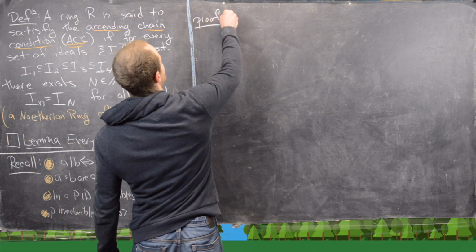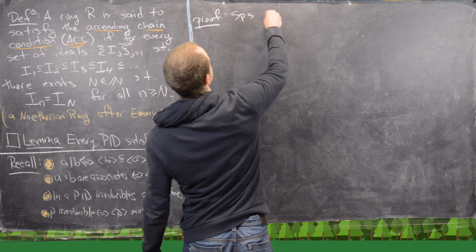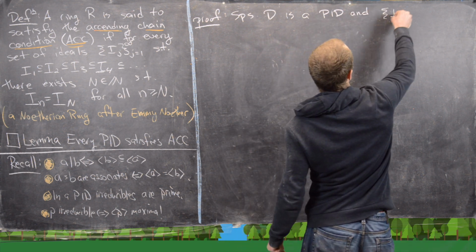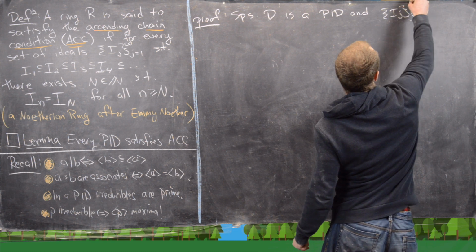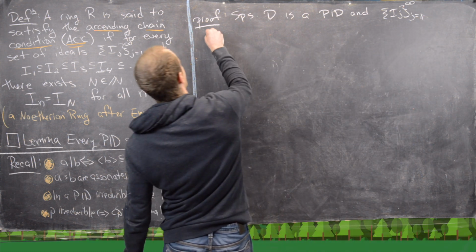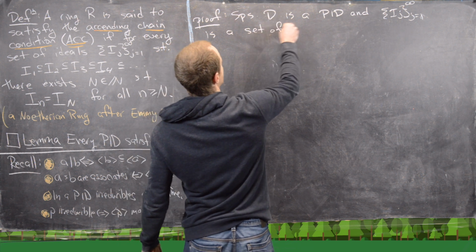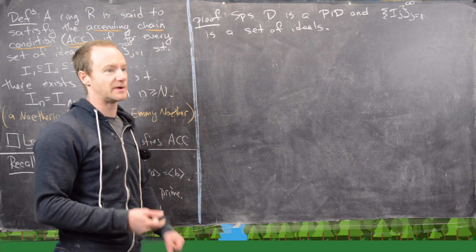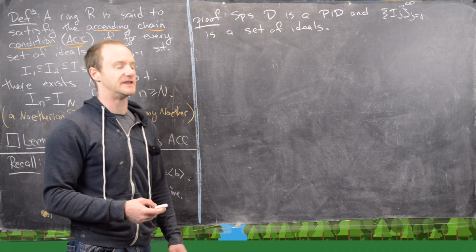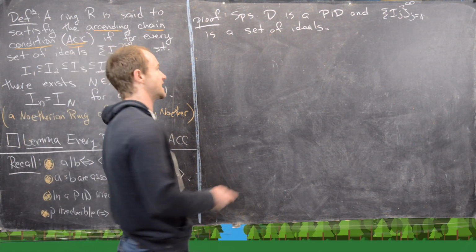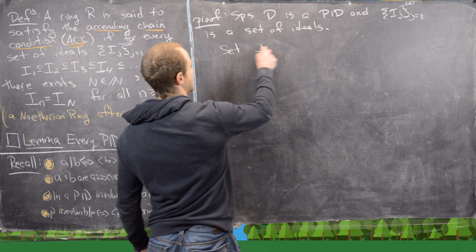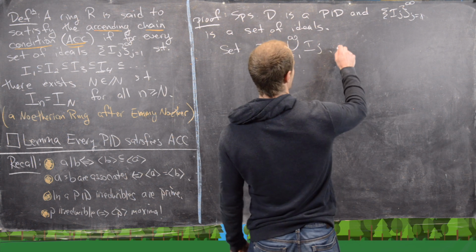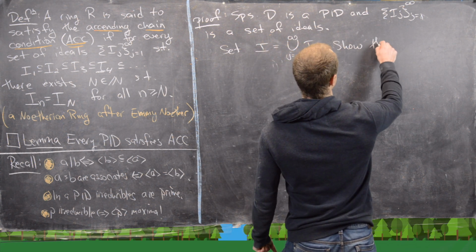We want to start assuming that we have a PID. So let's suppose D is a PID, and we have this set of ideals, I_j, where j goes from 1 to infinity. So in general, the union of ideals is not an ideal, but in this case, we do want to look at the union of these ideals. So let's go ahead and set capital I equal to the union over j equals 1 to infinity of I_j. We're going to show this is an ideal.